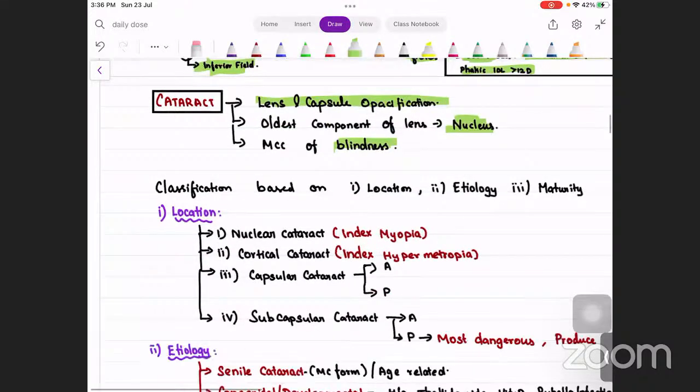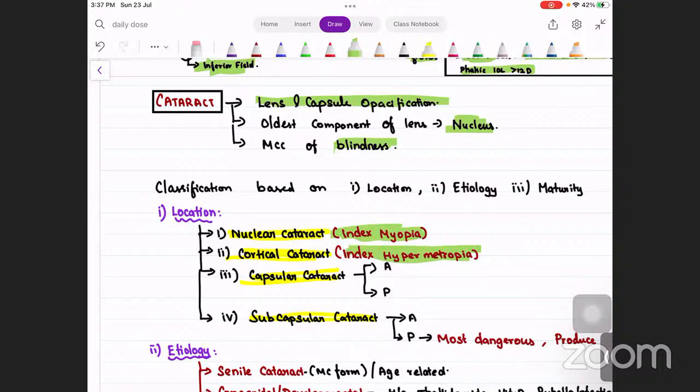Speaking about the location, if the location is the nucleus, then you may see the nuclear cataract. If the location is the cortex, then the cortical cataract. And if the location is in the capsule, then capsular cataract and subcapsular cataract. Among that, you may see index myopia in the nuclear cataract and index hypermetropia in the cortical cataract. Very important MCQ. Index myopia is seen in nuclear cataract. Index hypermetropia is seen in cortical cataract.